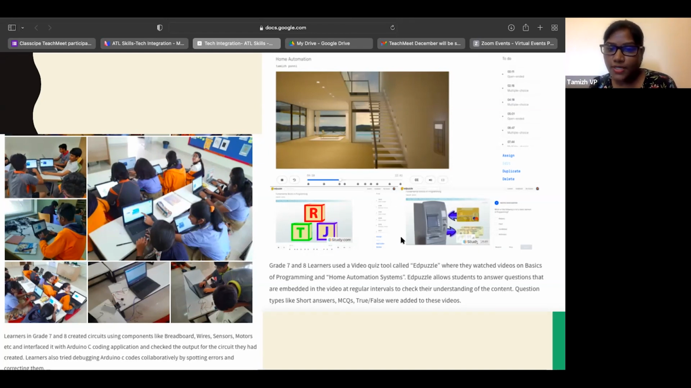Here is another tool called Edpuzzle. Edpuzzle is a tool which will help you to have videos. You can take these videos from YouTube or upload your own, and you can embed questions in between the video. So if I'm watching the video, at 2 minutes or so, a question pops up, and you can attach the question over there.